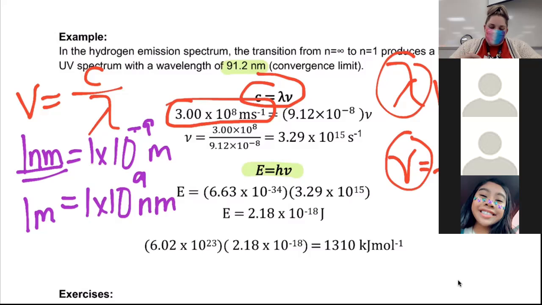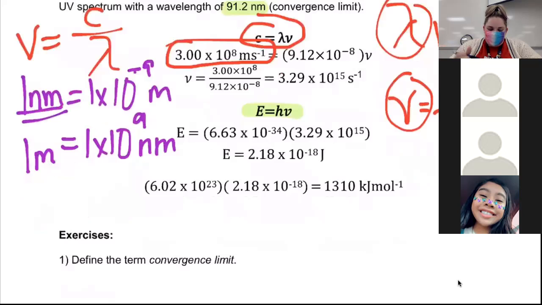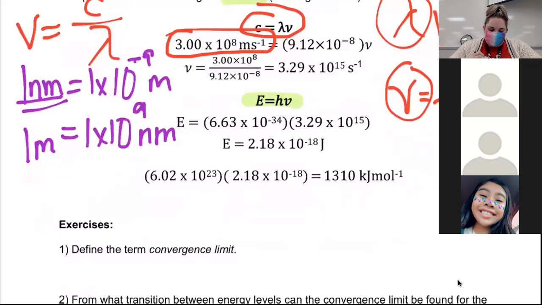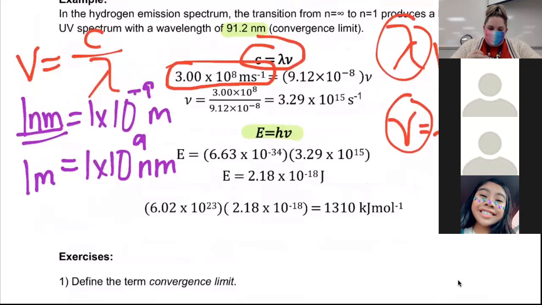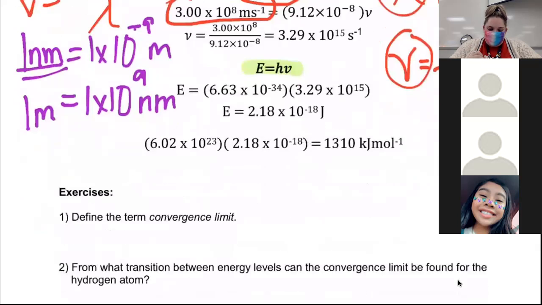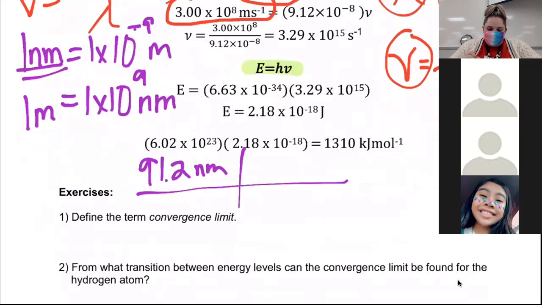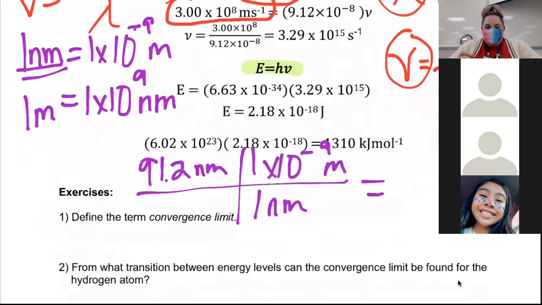So what you would need to do, and I'm going to show you how, but then it's going to be really easy in the long run. So if I know that my wavelength was 91.2 nanometers, and I'm going to use the first one, so I'm going to say 1 nanometer is 1 times 10 to the negative 9 meters. You can use a calculator, but you should be able to do this without a calculator. Here's how you do it.